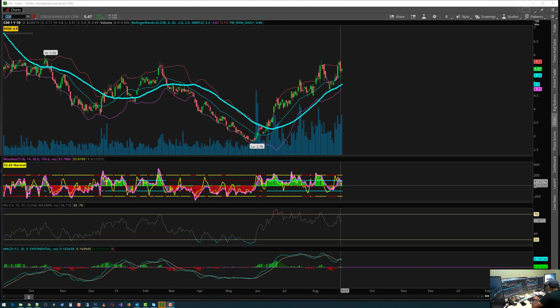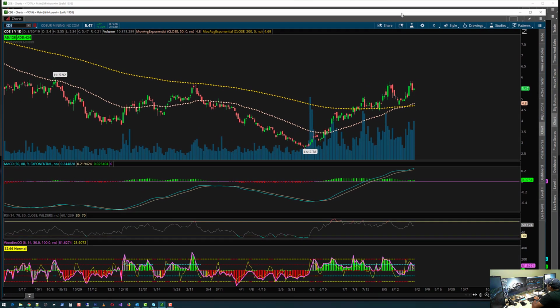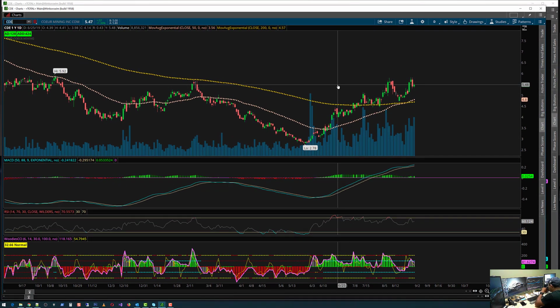We're above our Woody CCI ZLR, and so let's take a look at the 50-day cross that just happened a few days ago. What's going to happen is it may pull back a little bit, and that's why you've got to keep an eye on it.